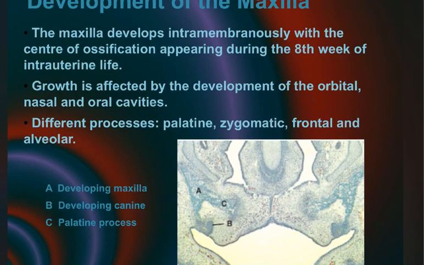Different processes of the maxilla. These include palatine, zygomatic, frontal, and alveolar. Alveolar around teeth, frontal connects with the frontal bone, zygomatic connects with the zygomatic bone, palatine forms the hard palate. Part of it is associated with the premaxilla, which is primary palate, and the rest forms as part of the lateral palatal shelves, which are part of the maxillary process.